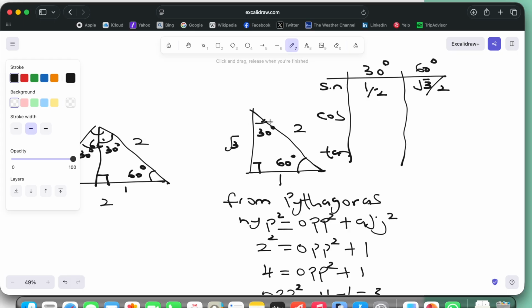For cos, it is adjacent over hypotenuse. So for 30 degrees here, where is our adjacent? This is our adjacent here, root 3, and this is the hypotenuse, 2. So that will be root 3 over 2.